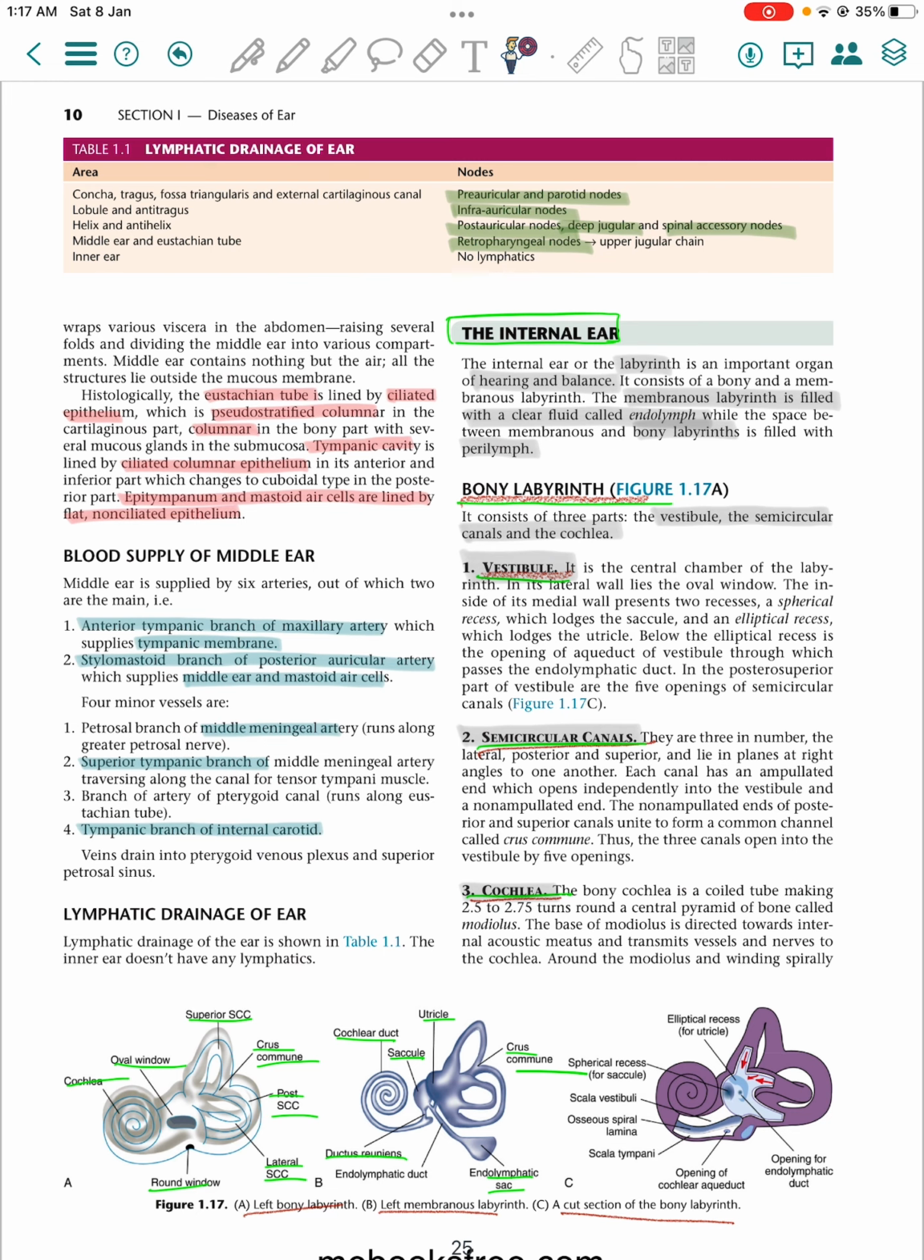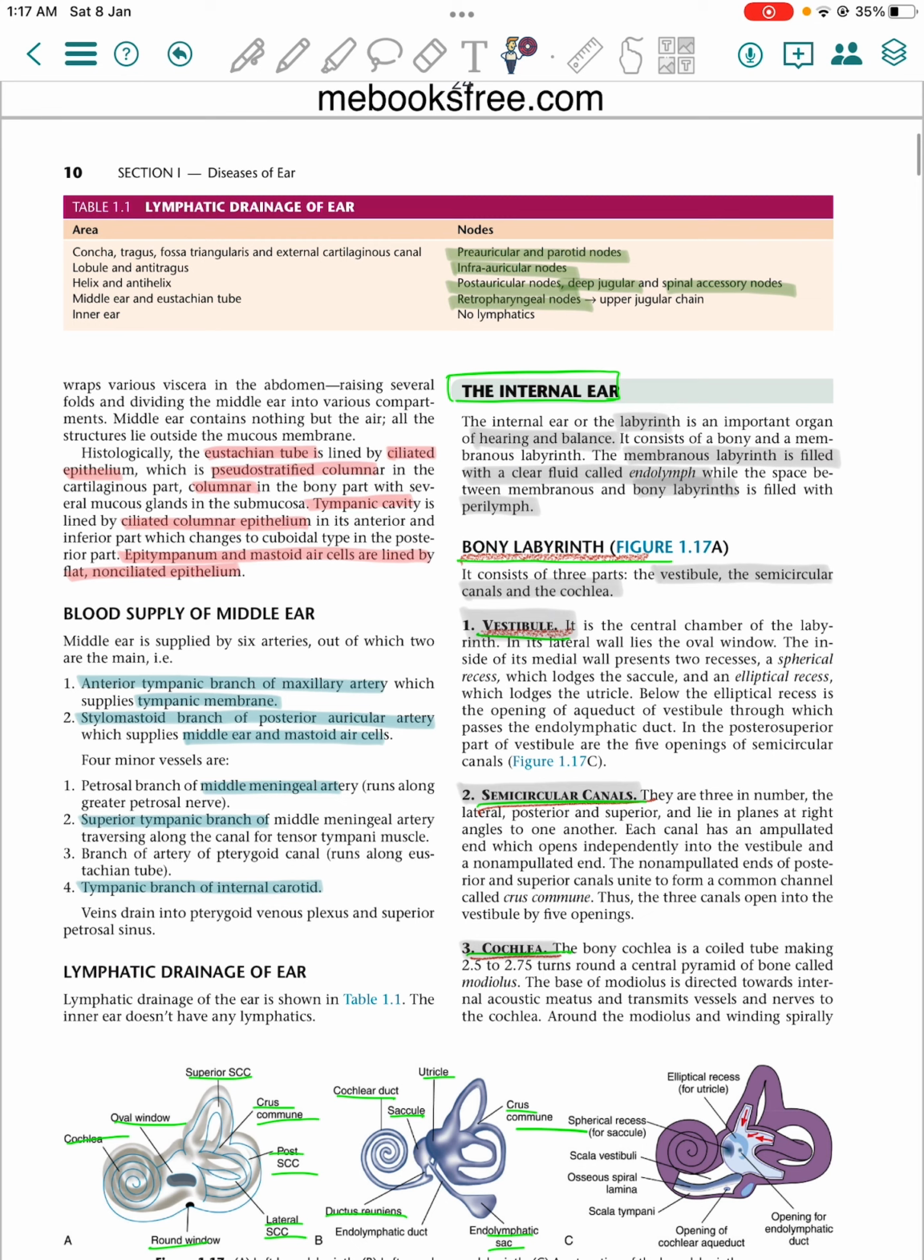The venous supply is mainly by the pterygoid venous plexus and the superior petrosal sinus, which I will explain in the next video about the dural venous sinuses. Then the lymph is drained by the pre-auricular and parotid nodes, infra-auricular nodes, post-auricular nodes, deep jugular nodes, spinal accessory nodes, and retropharyngeal nodes.